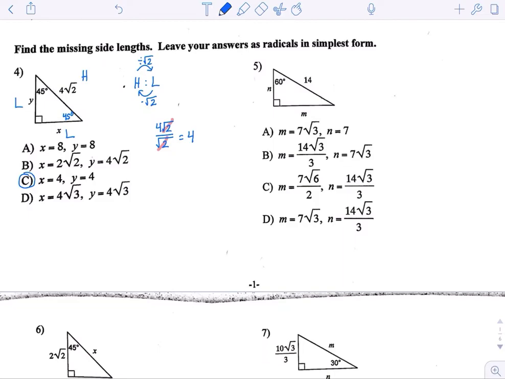Okay, number 5. Let's write our ratio. We have a hypotenuse of 14 right there. Remember, it's across from the 90 degree angle. Now, do you see the 60 and the 30 degrees? The one across from the 30 degrees is your short leg. And the one across from your 60 degrees is your long leg.